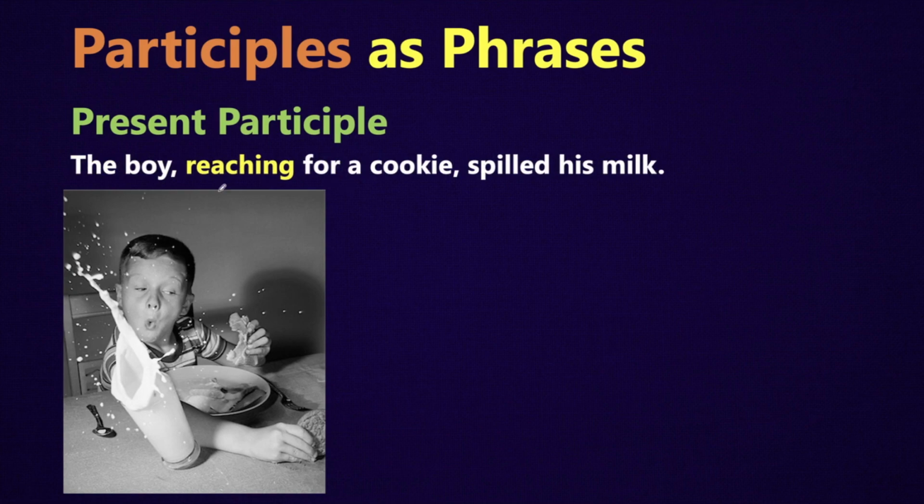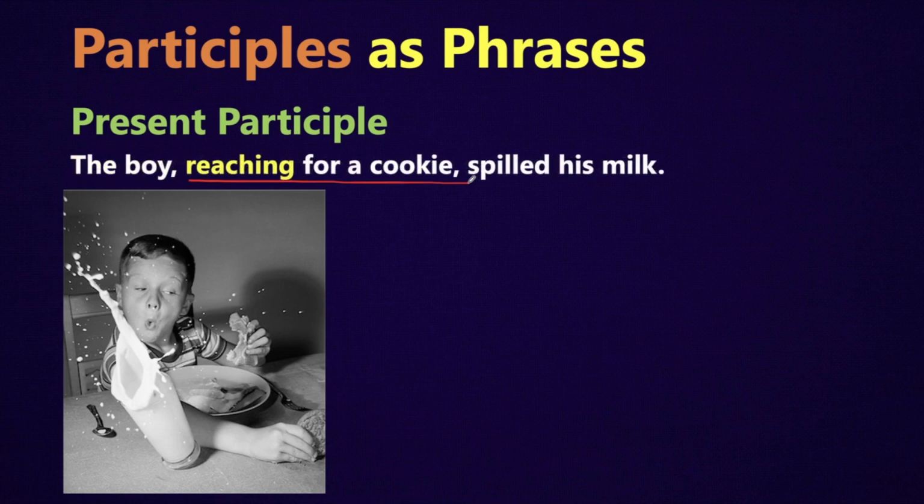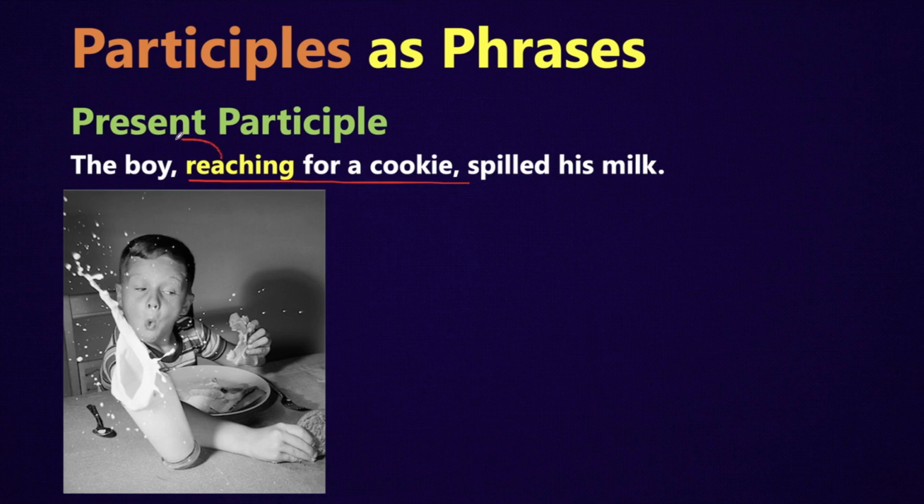We could also say this as the boy reaching for a cookie spilled his milk. So reaching for a cookie, it's the same phrase that we saw here. We're just moving it after the boy. So when a participle is being used as a phrase, it's still working as an adjective here. So in the first case, reaching for a cookie is describing the boy. And in the second example here, reaching for the cookie is still describing the boy.